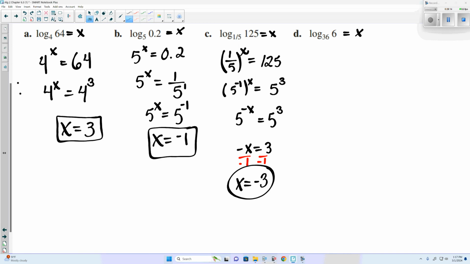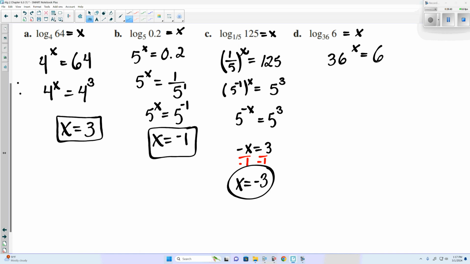Let's look at the last one in this set of 4. Log base 36 of 6 equals what? So as an exponential, it would be what? 36 to the x equals 6. 36 to the x is equal to 6.